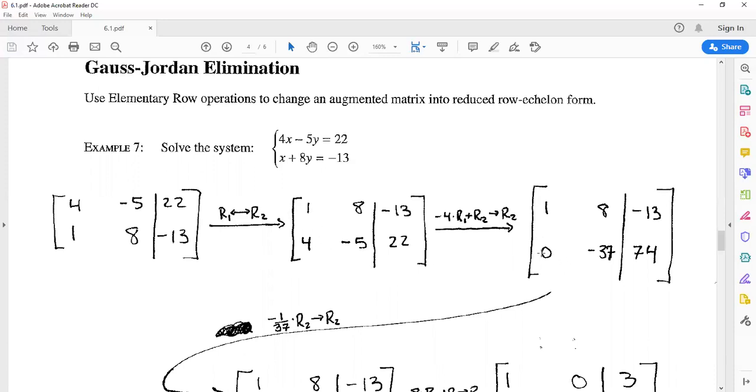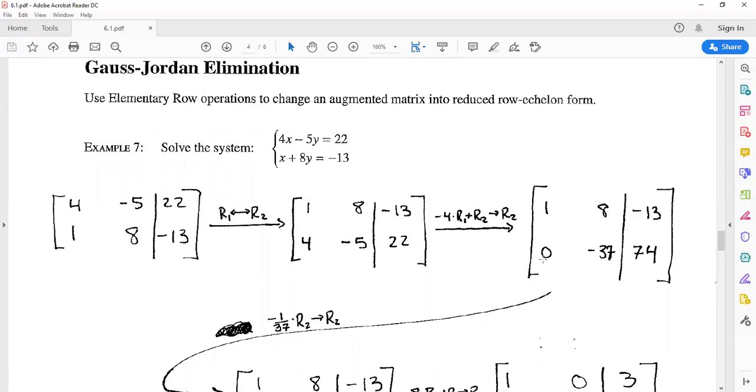If I do that, this 4 becomes, well, if we add -4 times 1 to 4, we'll get 0. Okay. Now let's say we start with -5 and we add to that -4 times 8. That becomes -5 plus -32, which is -37. And then we have to do it to every piece here. So we'll take 22 and add to that -4 times -13. When we add that to 22, we get 74. Okay. So now we've taken care of the first column.